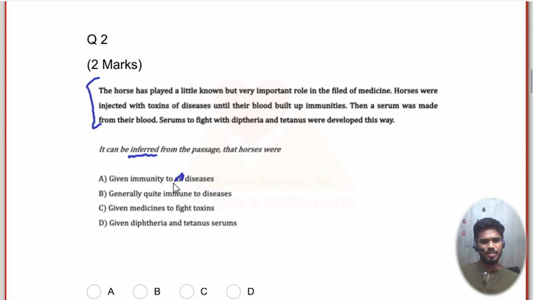Given immunity to diseases, generally quite immune to diseases, given medicines to fight toxins, and given diphtheria serums. We can easily see that this is incorrect. Given medicines to fight toxins? No. Given toxins to create immunity? So these two are incorrect. And in this version, things are slightly or very tricky.